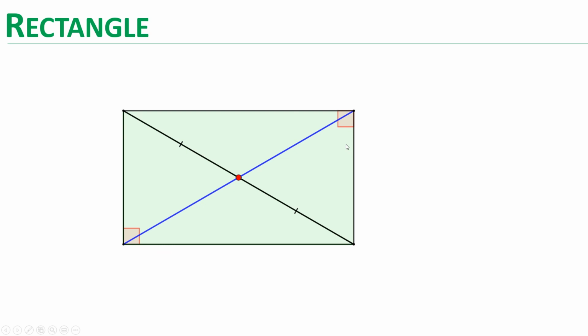Now, a good way of testing yourself is, can you explain why we can now be absolutely sure that the other two angles of this parallelogram will be 90 degrees as well, and not, for instance, 91 degrees and 89 degrees? See you next time.